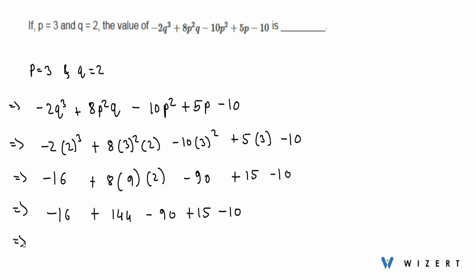So 144 minus 16 minus 90 plus 15 minus 10 will give us 43. So 43 will be the required final answer.